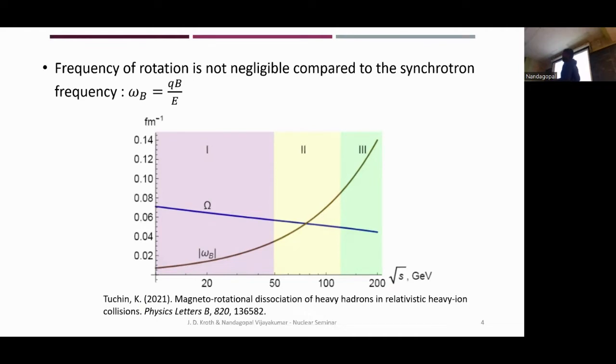As we can see from this figure, which was obtained by Dr. Tuchin in the following paper, the vorticity of the quark-gluon plasma, represented by capital Omega, is compared with the synchrotron frequency omega_B, which is given by the following formula. And we can see that the vorticity is not negligible compared to the frequency created by the magnetic field.